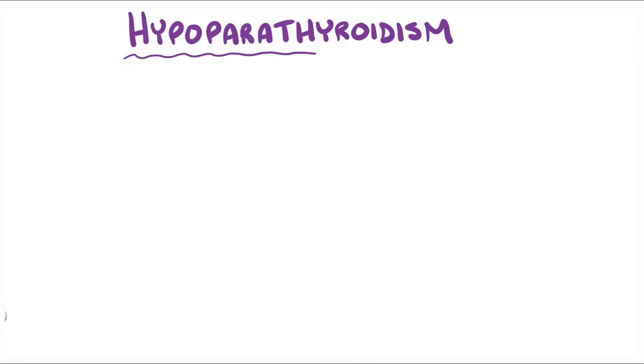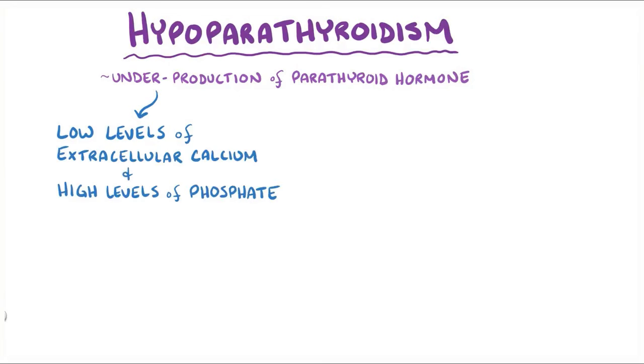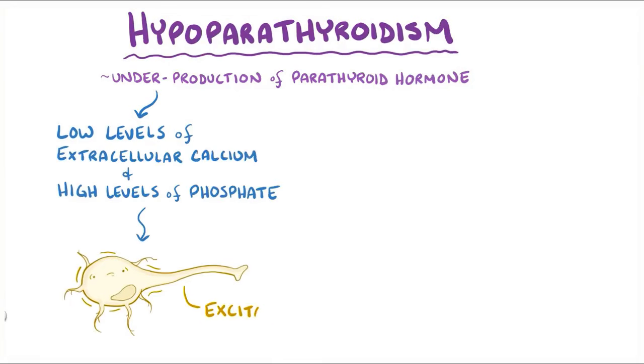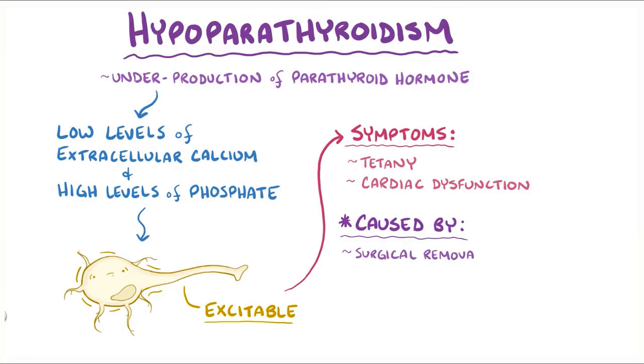Alright, as a quick recap, hypoparathyroidism is a condition of underproduction of the parathyroid hormone. This causes low levels of extracellular calcium and high levels of phosphate, which makes neurons more excitable, with symptoms including tetany and cardiac dysfunction. It's most often caused by surgical removal of the parathyroid glands, but can also be due to genetic conditions like DiGeorge syndrome.